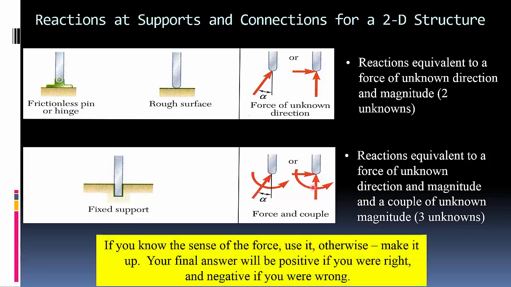Okay, so what direction do you put it in? Well, bottom line is if you know the direction of the force, put it in. Otherwise, just make it up. Just pull it out of the air, make it up. What's going to happen, your final answer will tell you if you were right or not. If your final answer is positive, that means that you drew it in the right direction. If it's negative, it just means that you drew it in the backward direction. Either way, if you draw the arrow to the right and you get an answer of -5, you know that you have 5 units to the left.